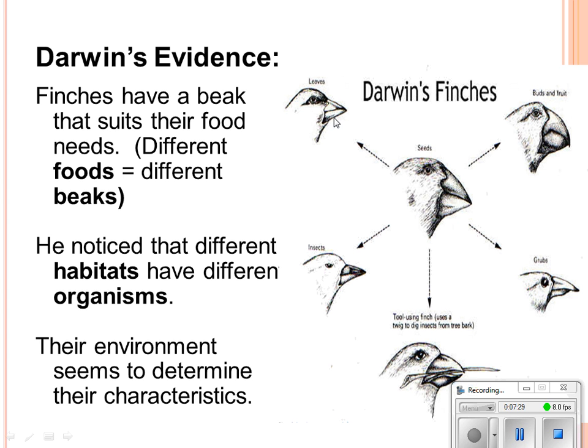You can see this was the leaf bird, this was the seed bird, this is the insect bird, this was the grub bird. Different birds had different beaks. And he noticed that because different foods have different beaks, different habitats have different organisms. And he concluded that their environment seemed to determine their characteristics. That was an important aspect of his evidence there.